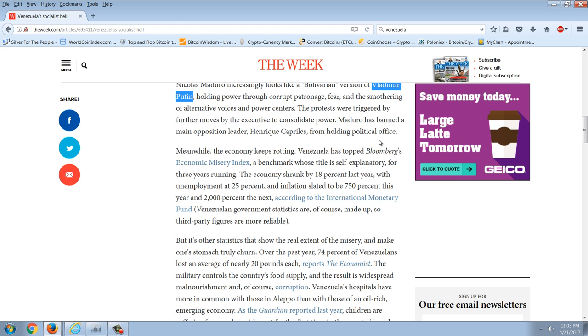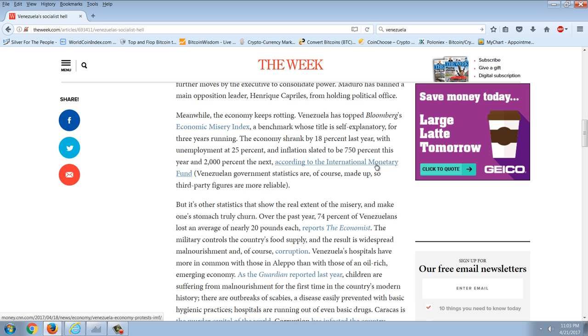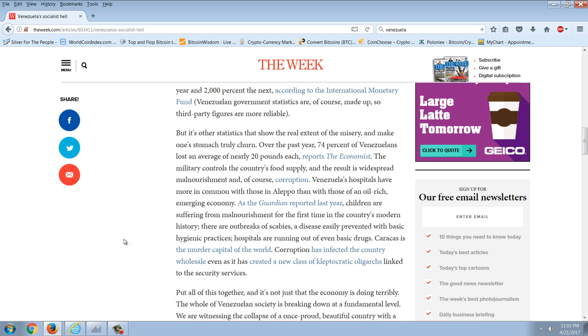The protests were triggered by further moves by the executive to consolidate power. Maduro has banned a main opposition leader, Henrique Capriles, from holding political office. Meanwhile, the economy keeps rotting. Venezuela has topped Bloomberg's Economic Misery Index, a benchmark whose title is self-explanatory, for 3 years running. The economy shrank by 18% last year, with unemployment at 25% and inflation slated to be 750% this year and 2,000% the next, according to the International Monetary Fund. Venezuelan government statistics are, of course, made up, so third-party figures are more reliable.